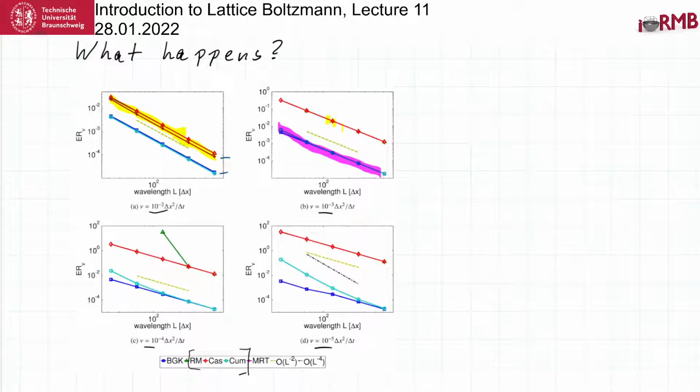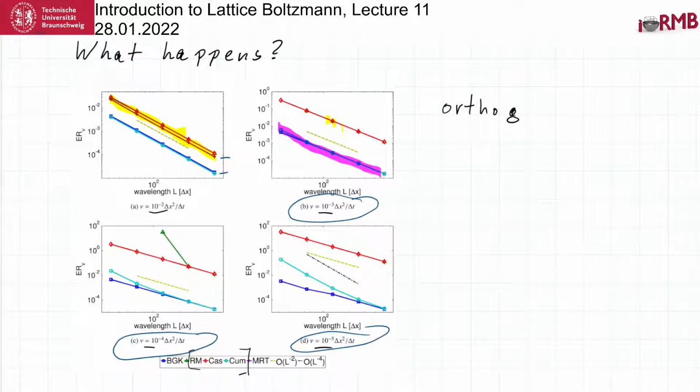But the MRT has a large error for this low viscosity, and it actually becomes unstable and disappears completely from the plots for the lower viscosities. Yeah, so these are the lower viscosities, and here the MRT disappears. So the observation, this is actually not what we wanted.